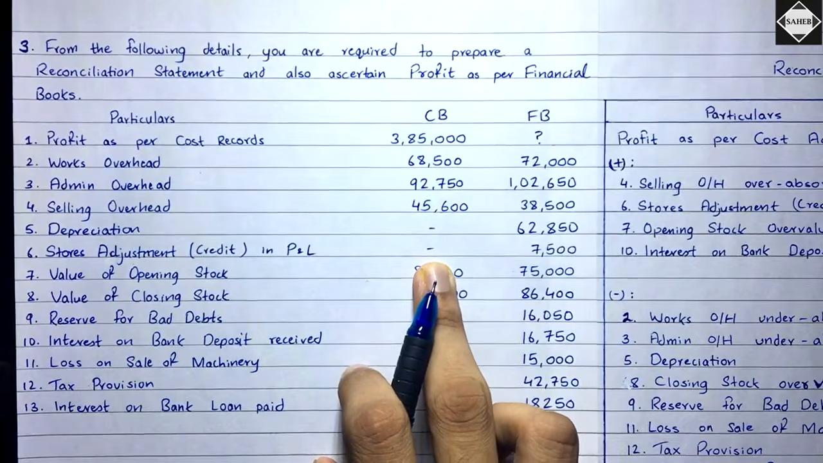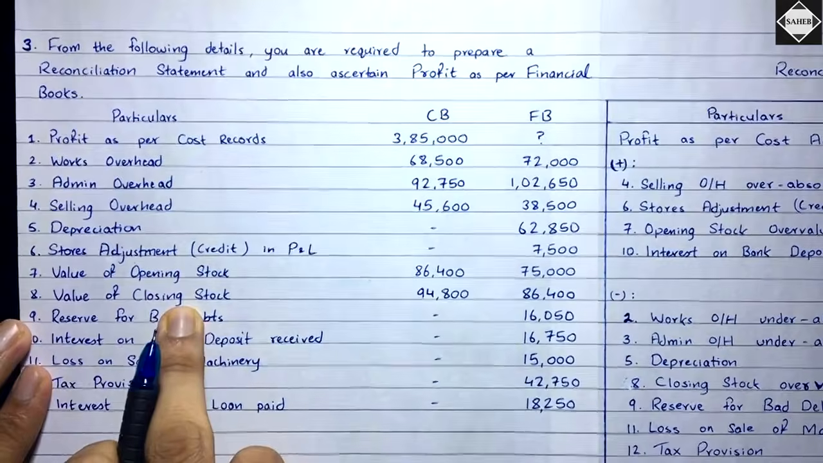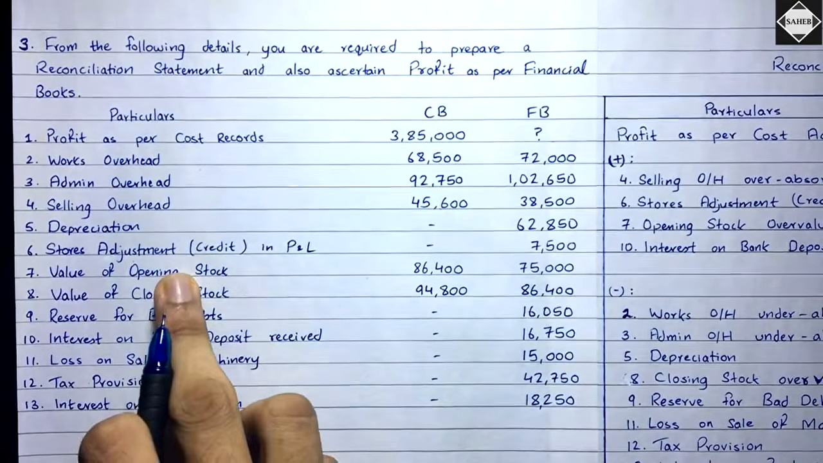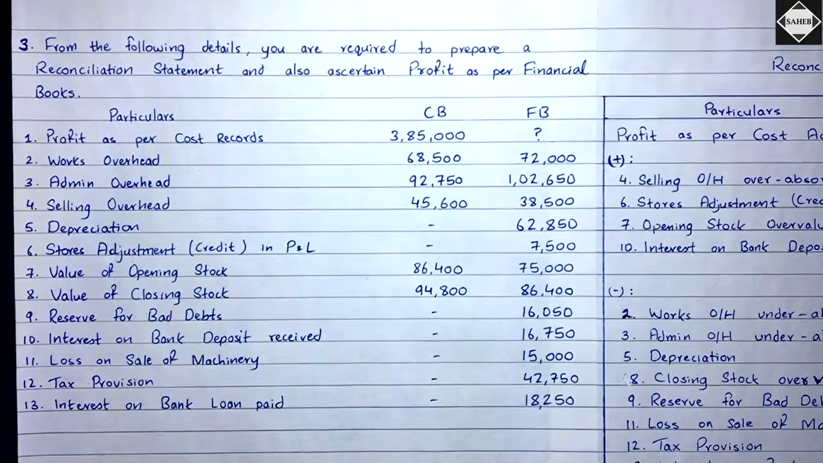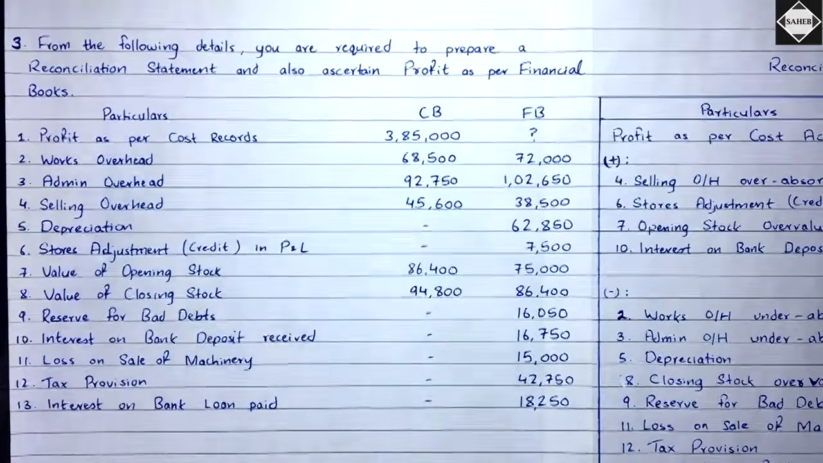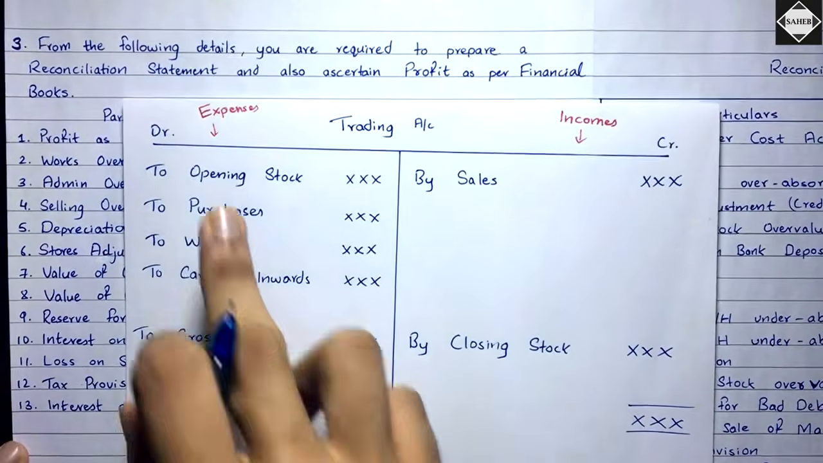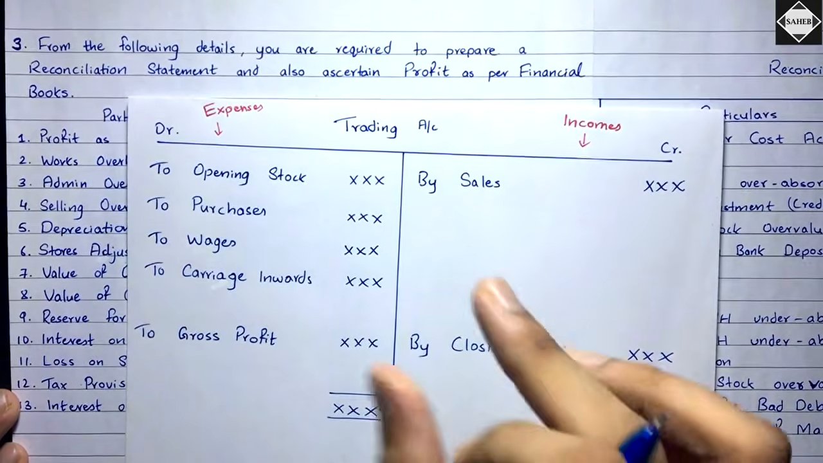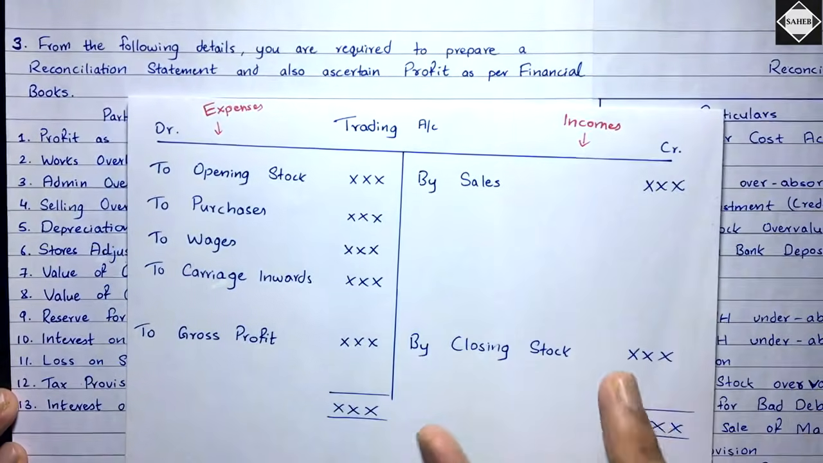Next we have the interesting thing: value of opening stock and value of closing stock. Let's understand this. Where do we take opening stock and closing stock in the final accounts? Do you remember from 11th? In the trading account you take the opening stock on the debit side and closing stock on the credit side. We take all the expenses on the debit side and all the incomes on the credit side.